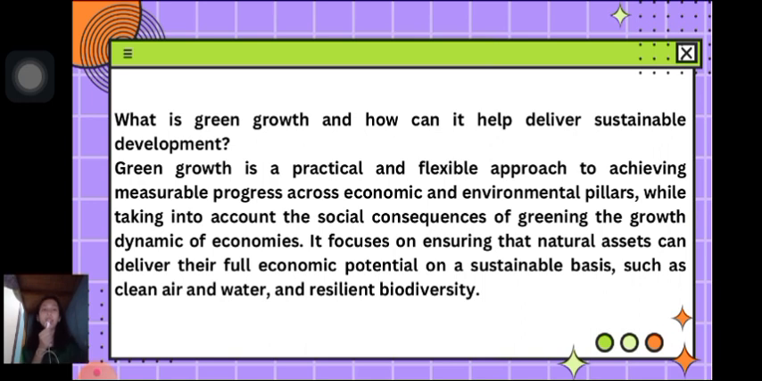That is how green growth can help deliver sustainable development. And let's remember that green growth is not a replacement for sustainable development. So the next question is, what does green growth aim to achieve? In your own phase again, think about what green growth aims to achieve.